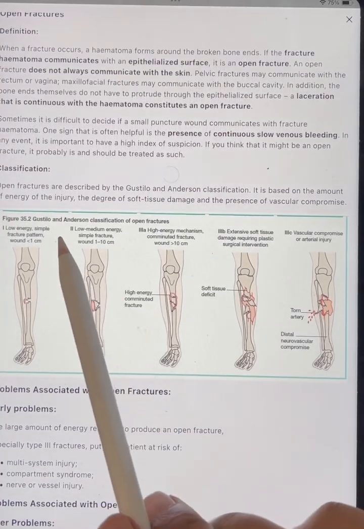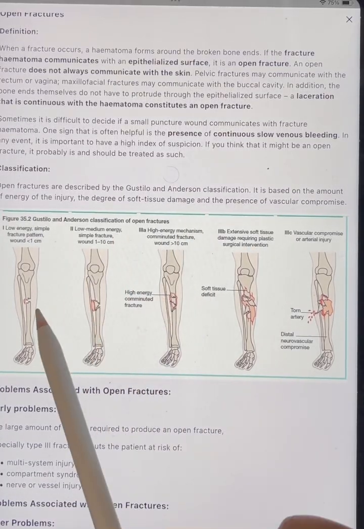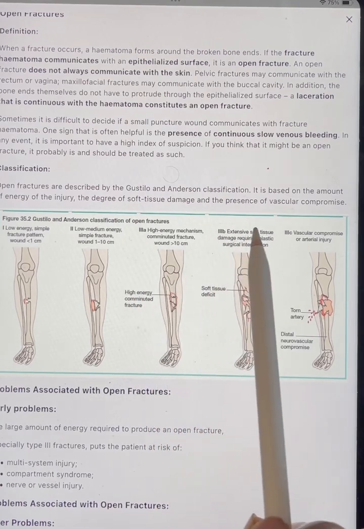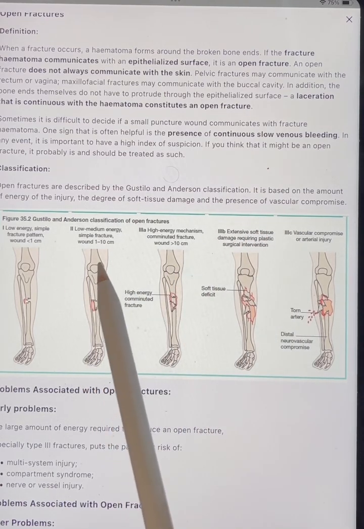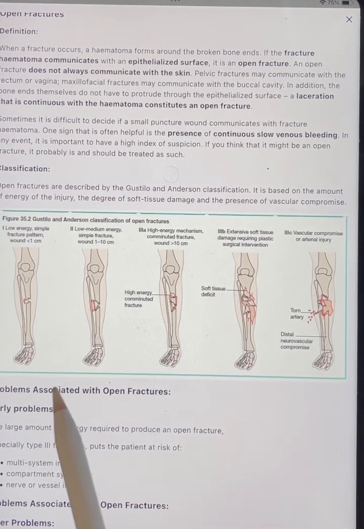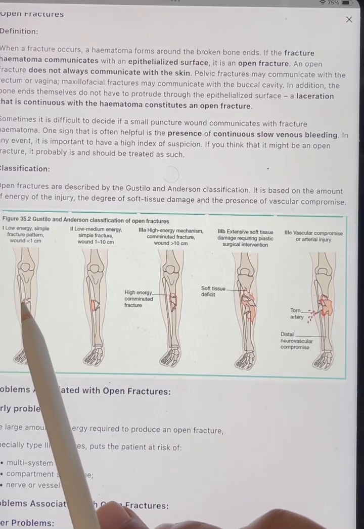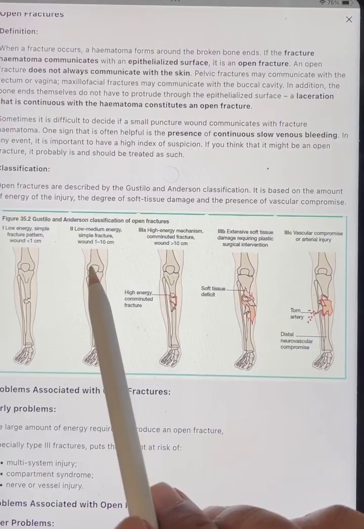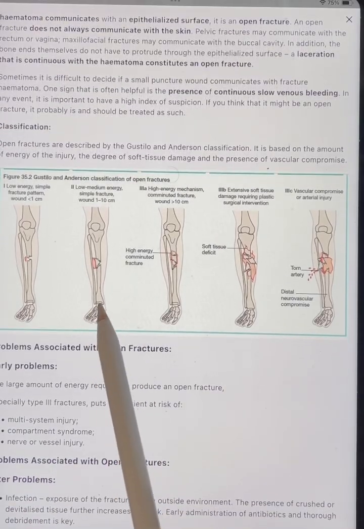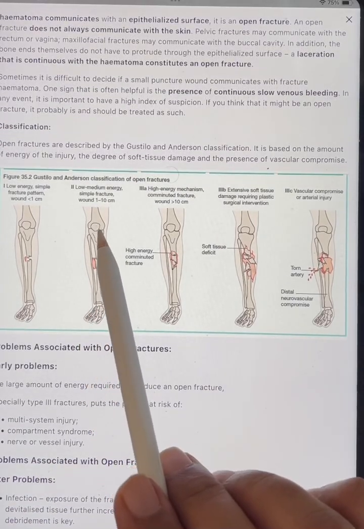So the classification: open fractures are described by Gustilo-Anderson. This is the Gustilo-Anderson classification, based on the amount of energy and the amount of soft tissue damage. Type 1 is basically low energy impact, very small, with a wound of less than 1 centimeter. Type 2 is low energy impact, with a wound of 1 to 10 centimeters.